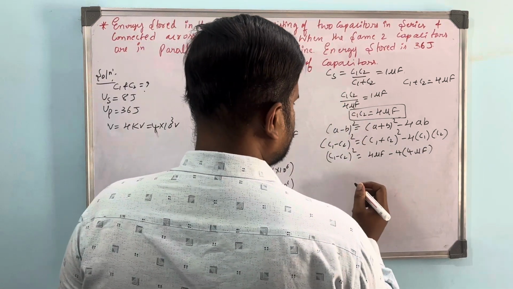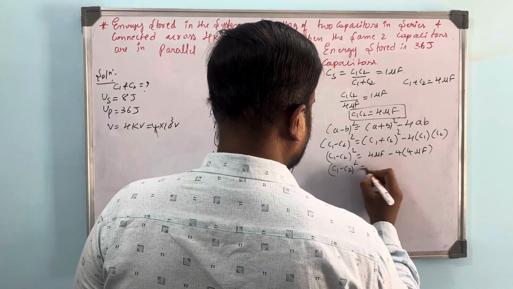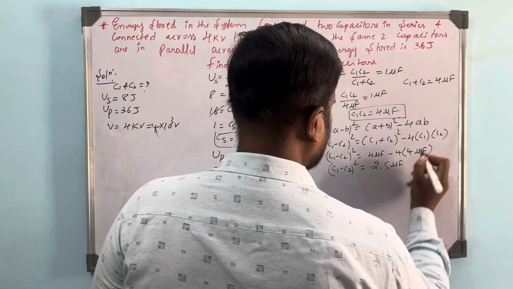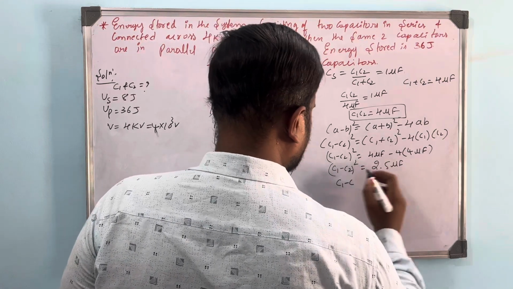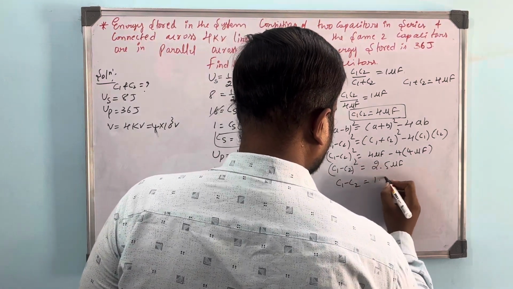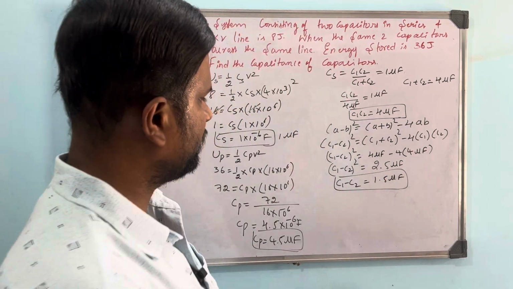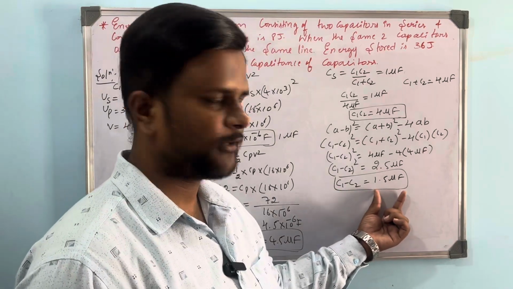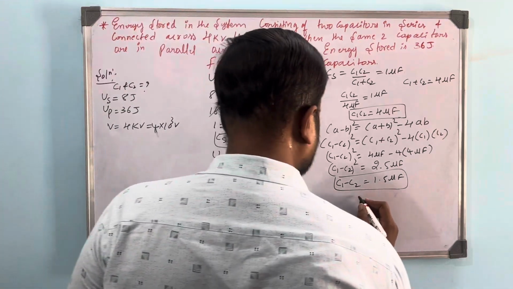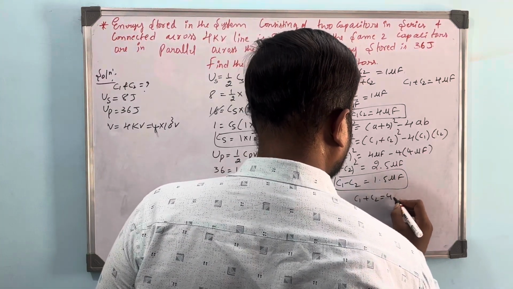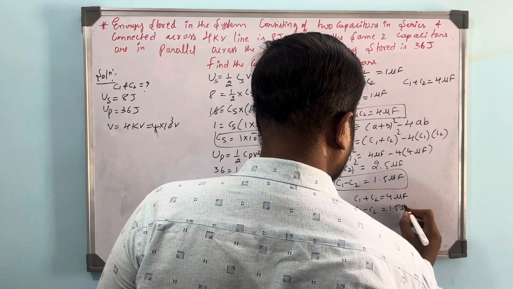If you simplify this, C1 minus C2 whole square you will get 2.25, and if you take the square root, C1 minus C2 becomes 1.5 microfarad. So this is the C1 and C2 relation. C1 minus C2 value is 1.5 microfarad, and C1 plus C2 value is 4.5 microfarad.